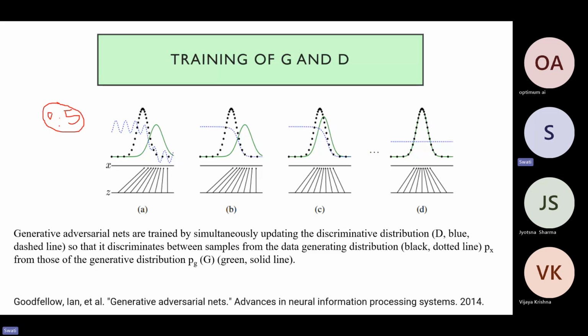This is a pictorial representation taken from the Goodfellow paper. In this one, this dotted black line is the original distribution. This green line is coming from the generator, and this blue one is coming from the discriminator. So this is the original, this is coming from the generator, and this one is coming from the discriminator.